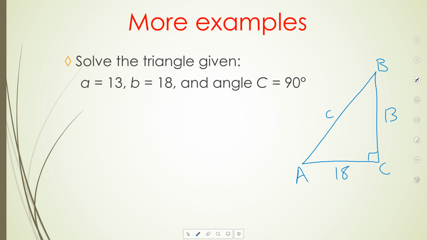Great. If you like Pythagorean theorem, then knock yourself out. 13 squared plus 18 squared equals C squared. That's one way. You could do trig also, but we'll come back to that later. Okay. Now we need two more.